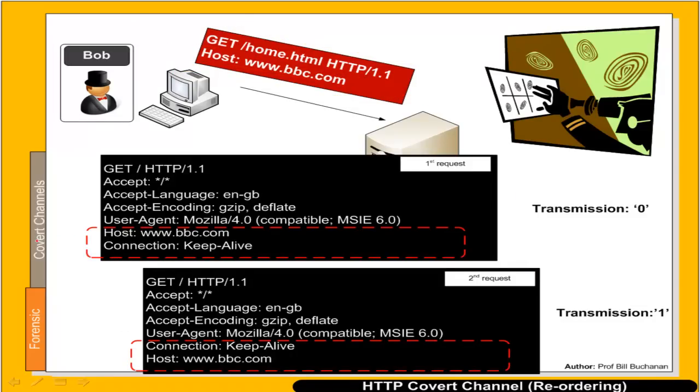An example could be that Bob and Alice could agree that if Bob sends host and then connection, that's a zero, and then on the second request he might send it the other way around, which identifies a binary one.